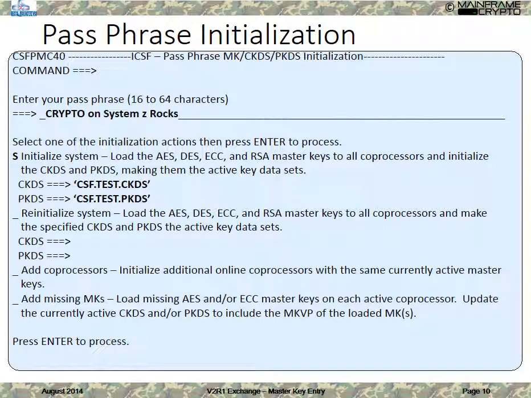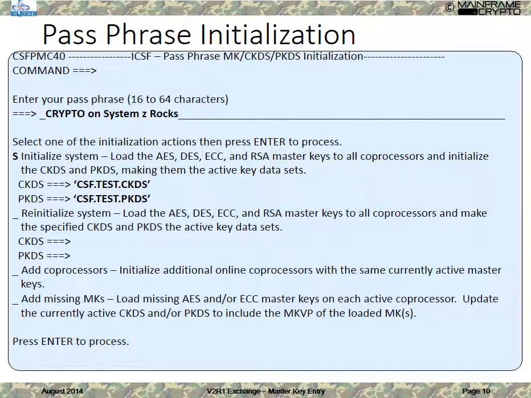And then the fourth option there for add missing master keys, if you are migrating from, say, older hardware that didn't support AES or ECC encryption, you would have your DES master key and your RSA master key loaded based on the passphrase. Now you've got this new hardware. You need to get the AES and or elliptic curve master keys generated from the same passphrase, inserted into the hardware. And that fourth option would do that for you.